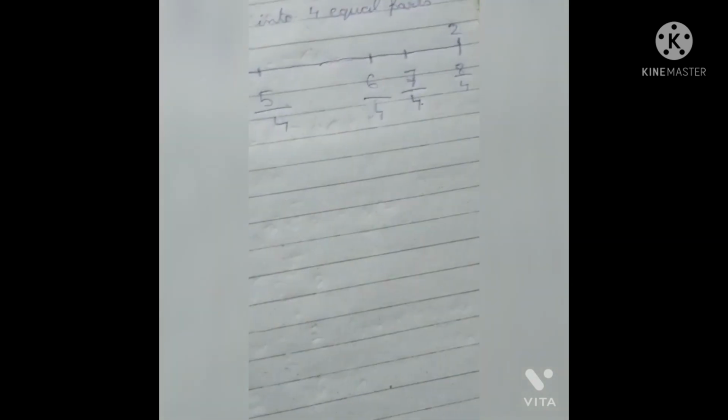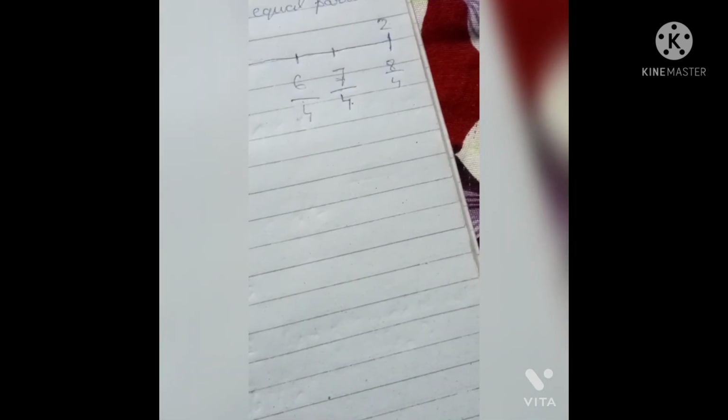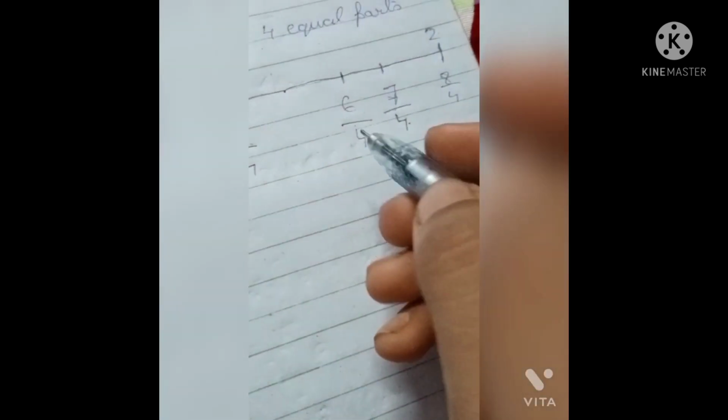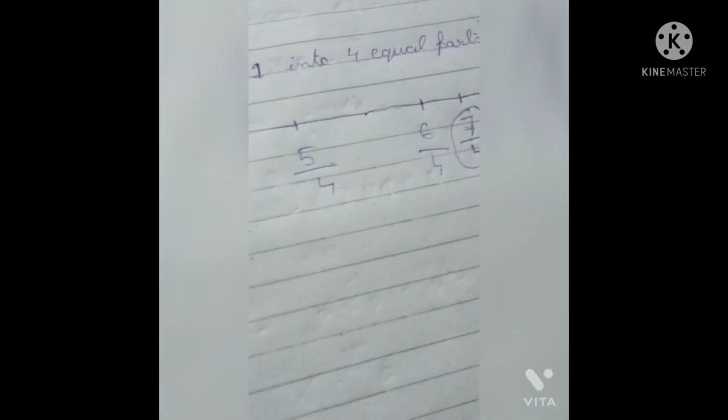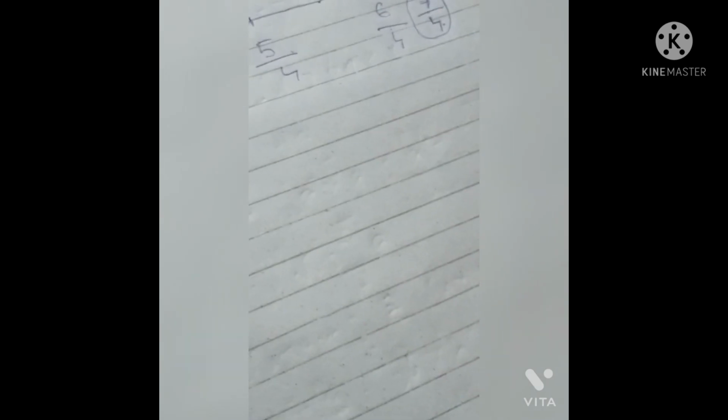Then 0 by 4, 1 by 4, 2 by 4, 3 by 4, 4 by 4, 5 by 4, 6 by 4, 7 by 4 and 8 by 4. So the number line shows 7 by 4. So this is the number line. Hope you all can understand.